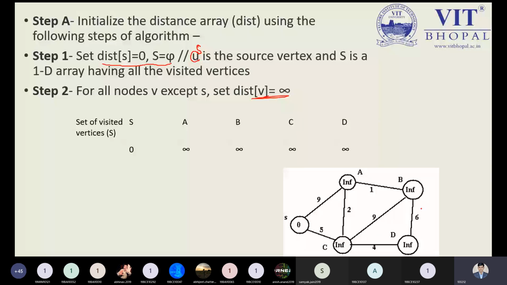Any doubt over here? Initially, all the information will be maintained by this array. Distance of S is 0 since it is the initial value, and A is infinity, B will be infinity, and C will be infinity, because S to A, S to B, S to C, D are unknown, because we are just starting. Then first we will see which path we should pick. Then shall I move ahead?